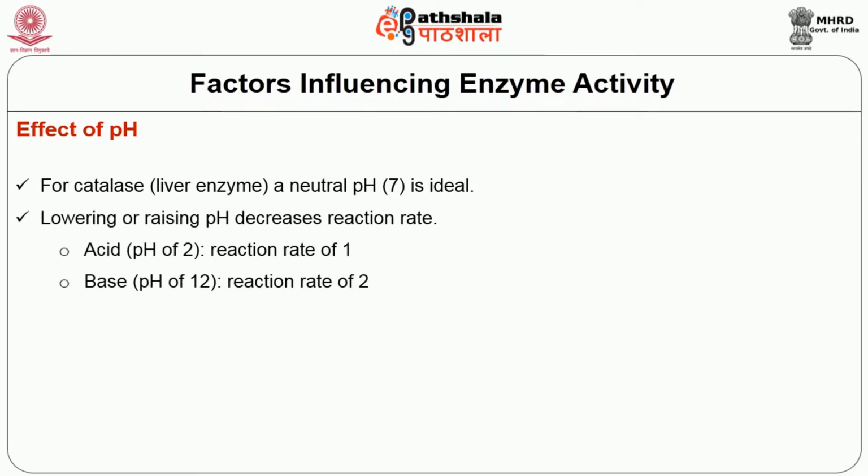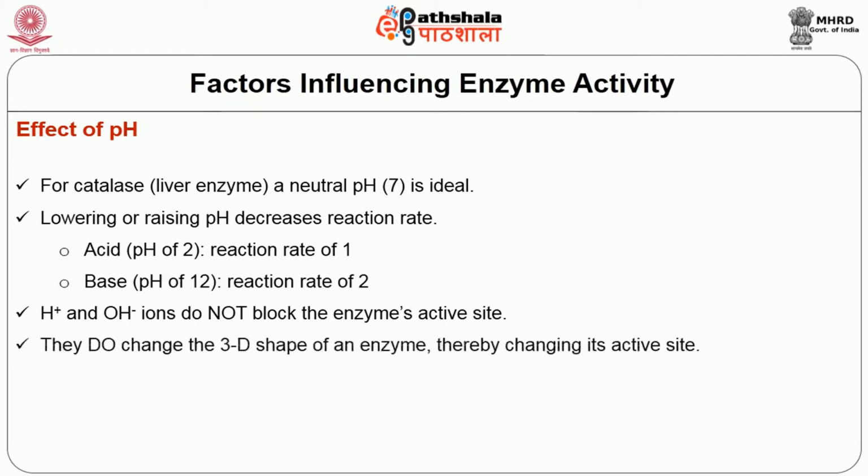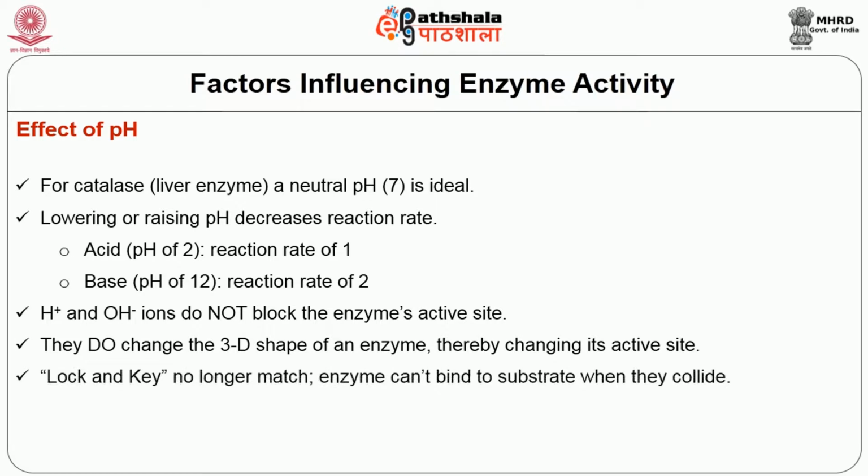Lowering or raising the pH above 7 decreases the reaction rate. H+ and OH- ions do not block the enzyme's active site. However, please understand they do change the 3D shape of an enzyme, thereby changing its active site. Thereby, neither the lock and key model nor the induced fit model will match, and enzymes cannot bind to substrate when they collide. That is why pH is a very important factor.